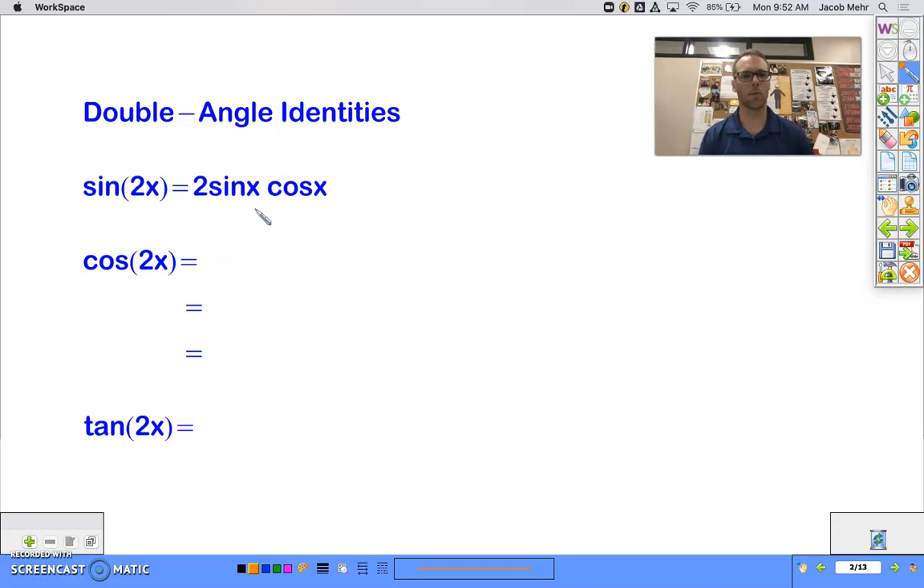Now, I would be super proud of you guys if you pause the video and put some effort into determining the cosine of 2x and the tangent of 2x. I think you guys can do this. Now, I know I have 3 equal signs for cosine, but see if you can come up with at least one of them. Okay, maybe not all 3. Just come up with one double angle identity for cosine and the double angle identity for tangent.